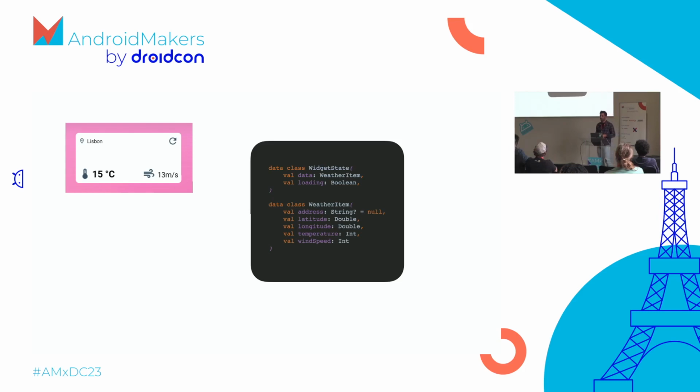In Glance, we are using something like Compose, but it's not Compose. It's not Compose functions, but we are calling them glanceable functions, but they are using Compose runtime. And here I will tell you briefly how to create this simple UI. And this simple UI is represented by its state, which is called widget state. We have the data that will be displayed, and then loading if it's true or false.